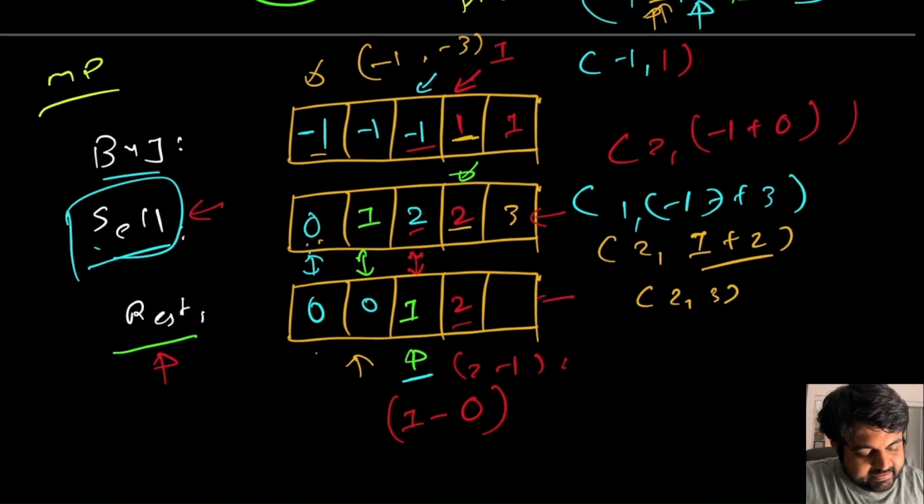And for the very last element, if we decide to rest today, which means we must have sold all of our stocks yesterday, we are comparing these two values, and the values are 2 and 2. So this is going to be 2.